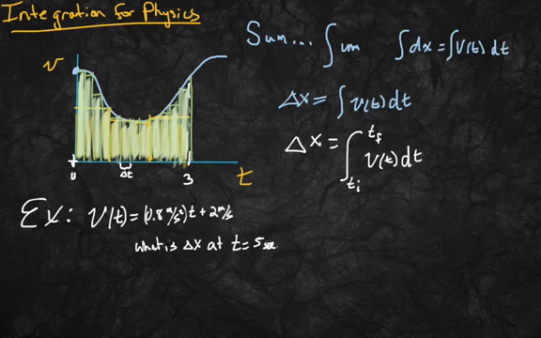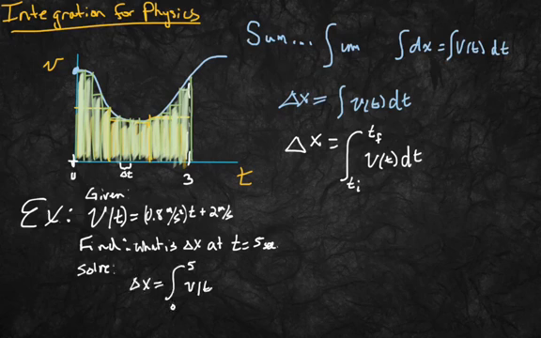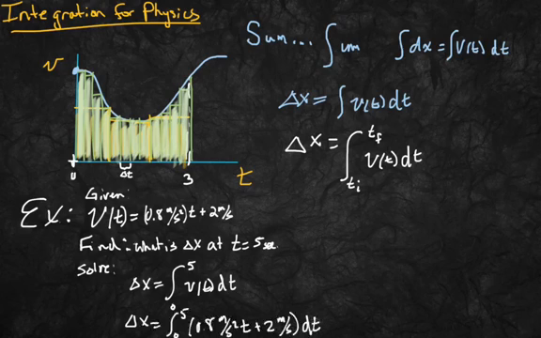So we want to find what is delta x at t equals 5 seconds. Well, that's our given. That's our find. So we're going to solve. And to solve that, we're going to find the integral of dx. We know that delta x is going to equal the integral of v of t dt from 0 to 5. This is our v(t). So we're going to plug this in here times dt, and we'll do this integration. So we throw that in there.